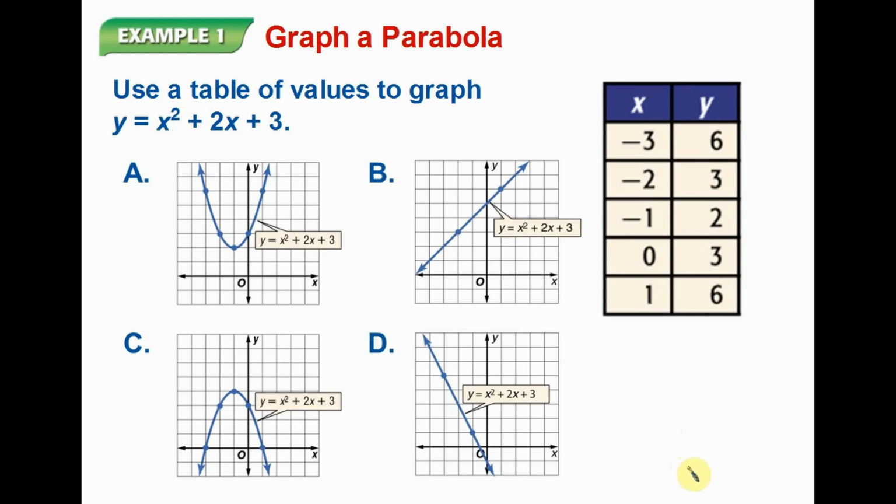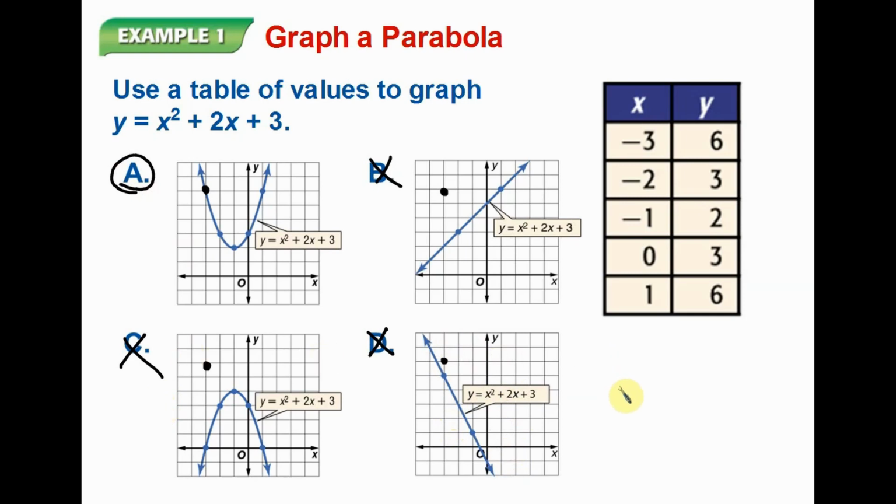Here's another example. Use a table of values to graph y equals x squared plus 2x plus 3. Since this is a quadratic function, you should be able to eliminate all the linear functions. When I have negative 3, I should have 6, which is going to be about here. So that one works. When I have negative 3, 1, 2, 3, 4, 5, 6 right here, this one does not contain it. Let me double-check with the other ones. In negative 3, definitely B doesn't have a point. For D, at negative 3, I do have a point, but it's above where the graph is drawn. So that's how I know A has to be my answer.